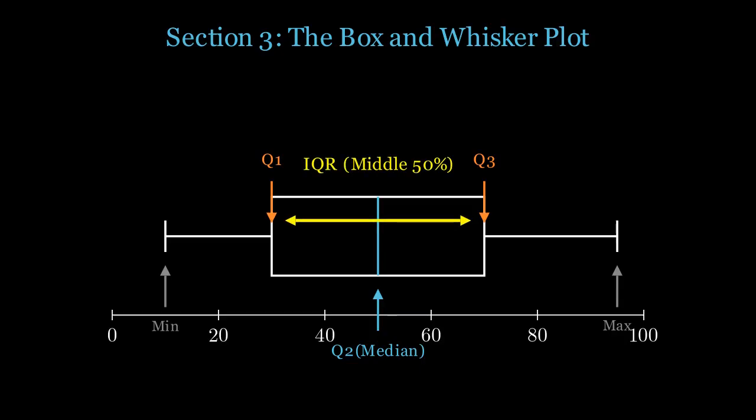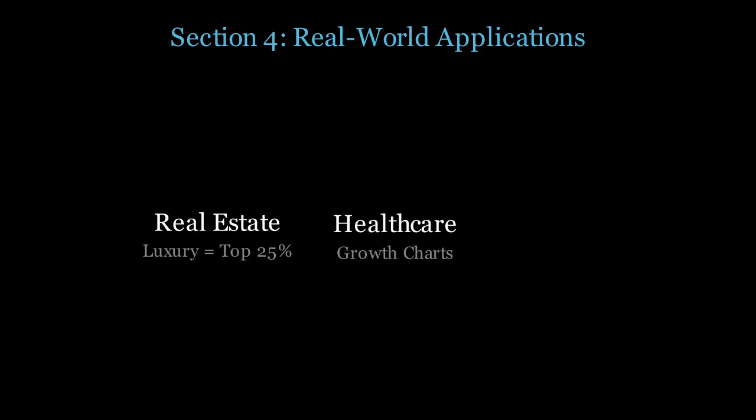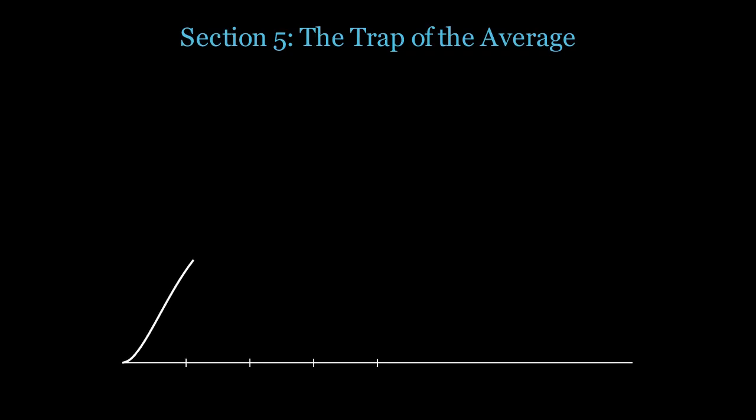Section 4. Real-world applications. Quartiles are everywhere. In real estate, the top 25% defines the luxury market. In healthcare, pediatricians use growth charts based on quartiles to see if a child's height or weight is developing normally relative to their peers. In finance, investment funds are often ranked by quartiles. A first quartile fund is one that performs in the top 25% of its category, making it highly desirable for investors.